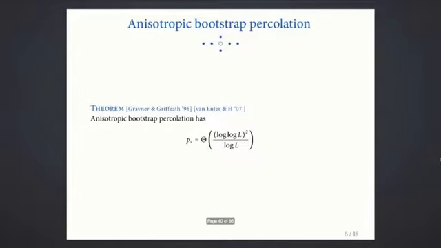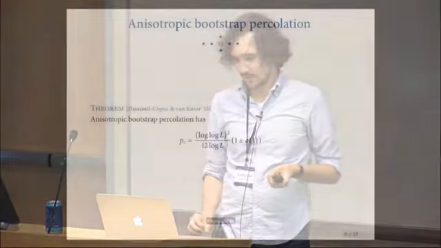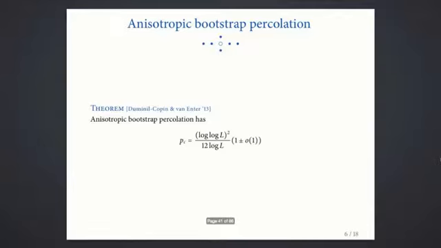You can obtain a similar result for anisotropic bootstrap percolation, and it's almost the same, except now the p_c has a (log L) squared factor there instead of just that log L. And also here, Aernout and Hugo have found the sharp value of this p_c, and it's 1 over 12. So here we have essentially a similar result. The (log L) squared is interesting, though.